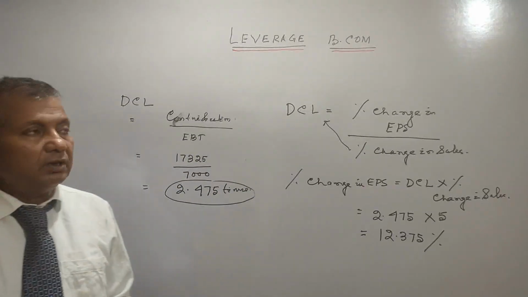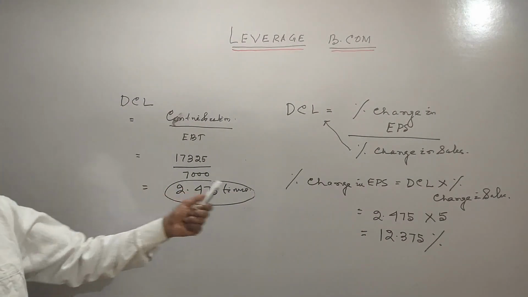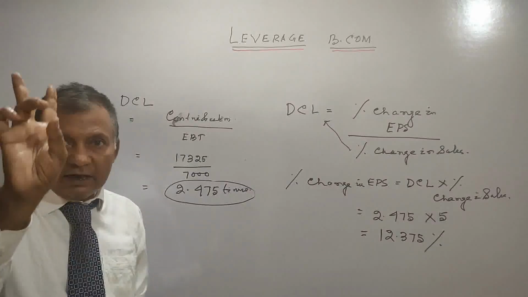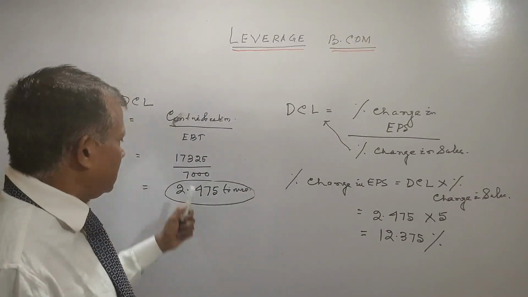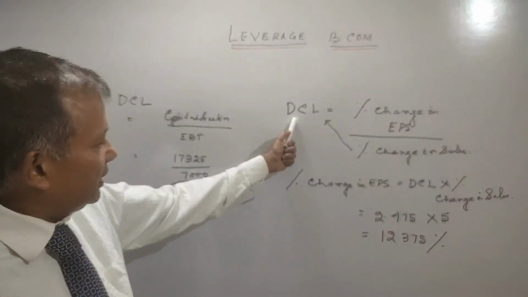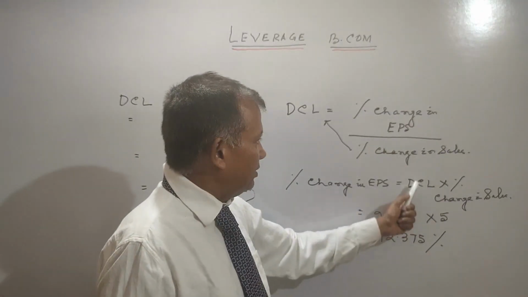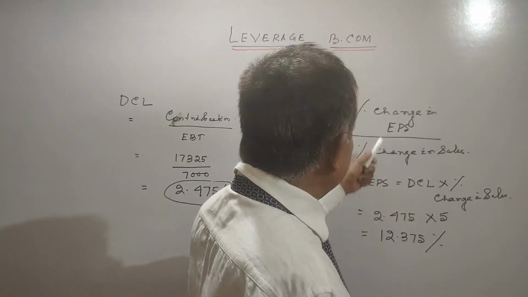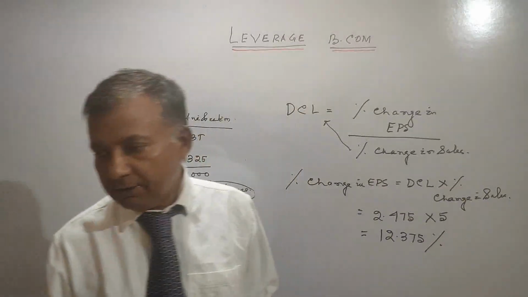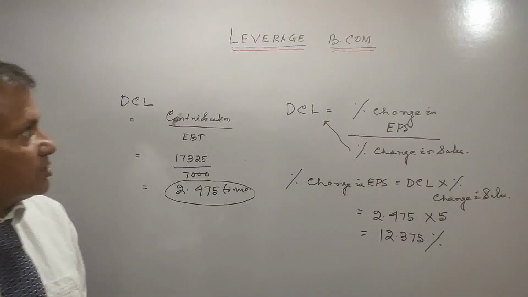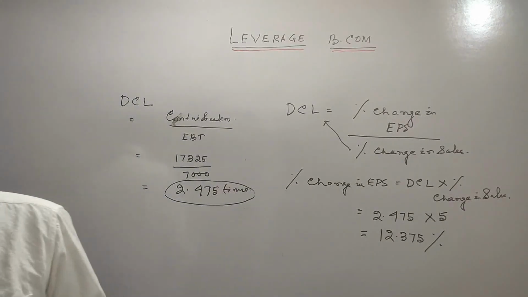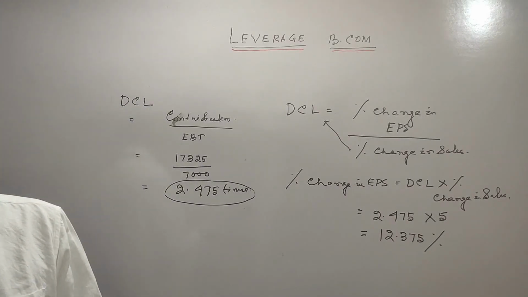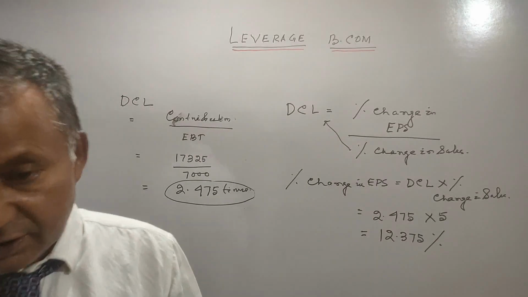with this information, we are able to find out the percentage change in EPS. So this problem can be done in two steps. First, find out the DCL, put the value of DCL here and multiply with the percentage change in sales so that you can get the percentage change in EPS. So friends, let us go to problem number 5 and you please go through the question of problem number 5 and we will start the answer.